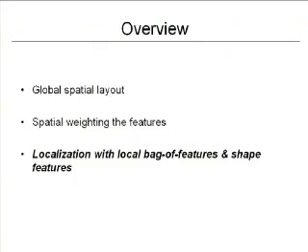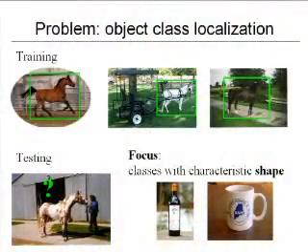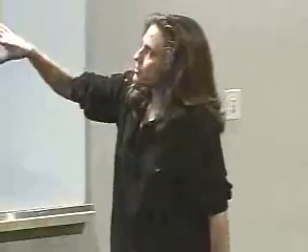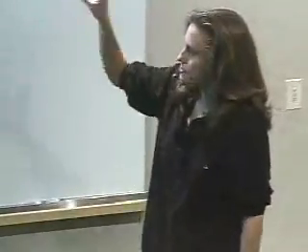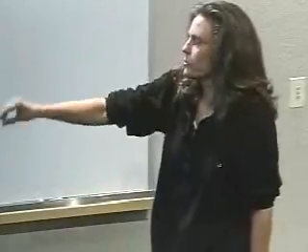The next point of my talk is to do localization with local bag of features, so kind of a sliding window mechanism, and here the novelty is to use shape features. I work with Vito Ferrari and build on his prior work, which was presented at ECCV. The idea is very straightforward. You have a set of objects which you extract with the bounding box from the training images, a few background images for training, and then testing.